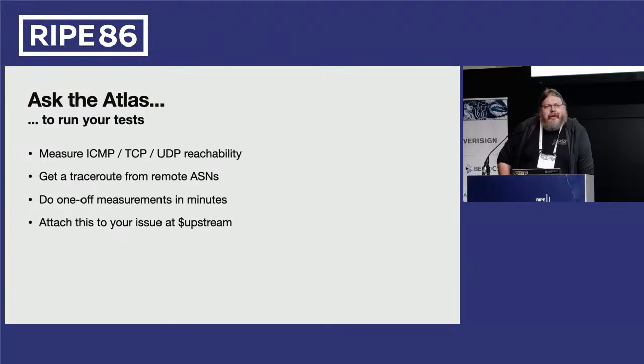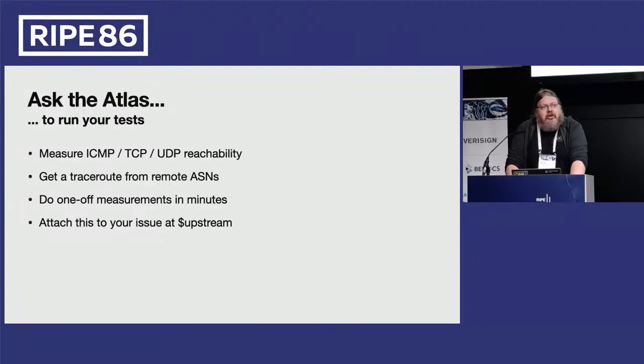So what can you do with Atlas? You can measure ICMP, TCP, UDP reachability. You can run DNS probes. You can get traceroutes from remote AS numbers. So if you want to have traceroutes from eyeball autonomous systems like 3320 to your ASN, you can just do that because there are plenty of probes there. You can do one-off measurements. So if you just have a problem now, you can measure for that.